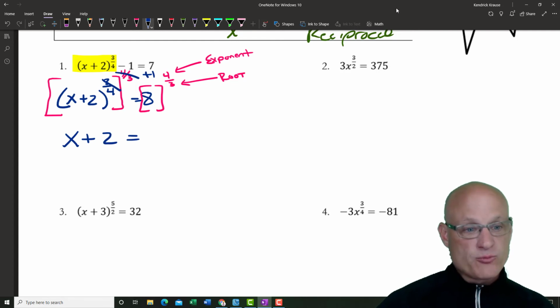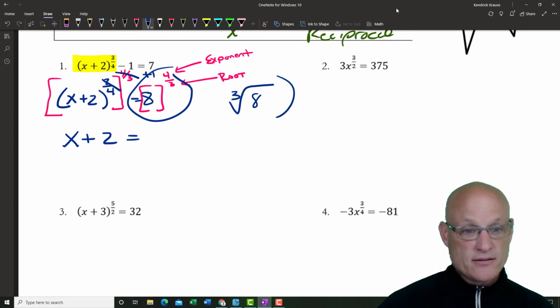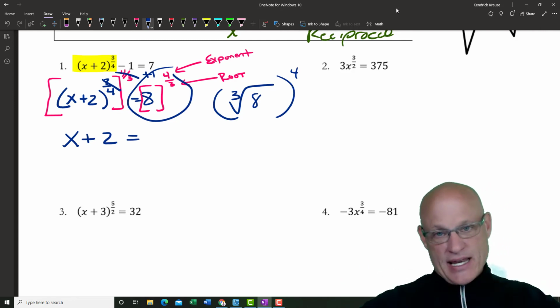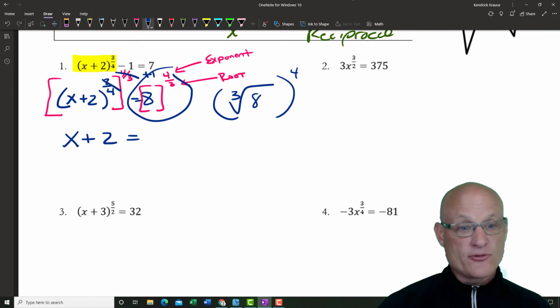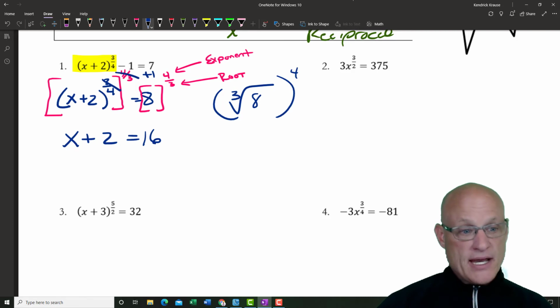Now, what this really means right here is the cube root of 8 to the 4th power. They mean the same thing. The denominator is the root. The numerator is the exponent. So I think you should be able to do this in your head. What is the cube root of 8? It's 2. 2 to the 4th power is 16. Subtract the 2 over, and I get x equals 14.